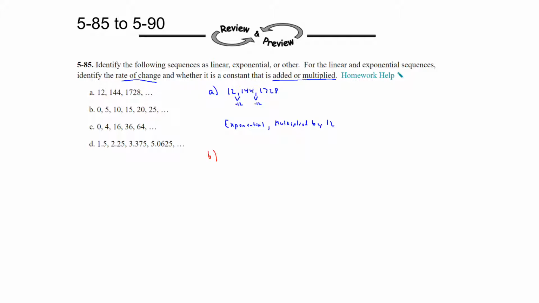So on B, we have 0, 5, 10, 15, 20, 25. So you can see pretty quickly that we're going to add 5 on each of these. So for that one, we're looking at linear, and we are going to be adding 5 each time.